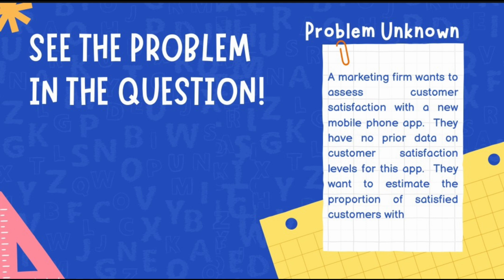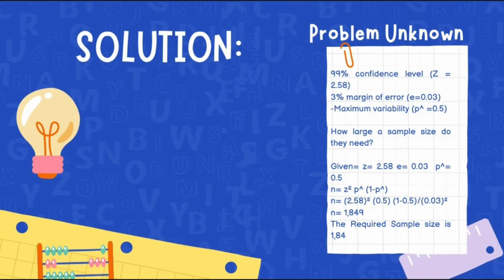A marketing firm wants to assess the customer satisfaction with a new mobile phone app. They have no prior data on customer satisfaction levels for this app. They want to estimate the proportion of satisfied customers. The confidence level is 99%, Z is equal to 2.58, margin of error 3% or 0.03, and the maximum variability p-hat is 0.5. How large a sample size do they need?